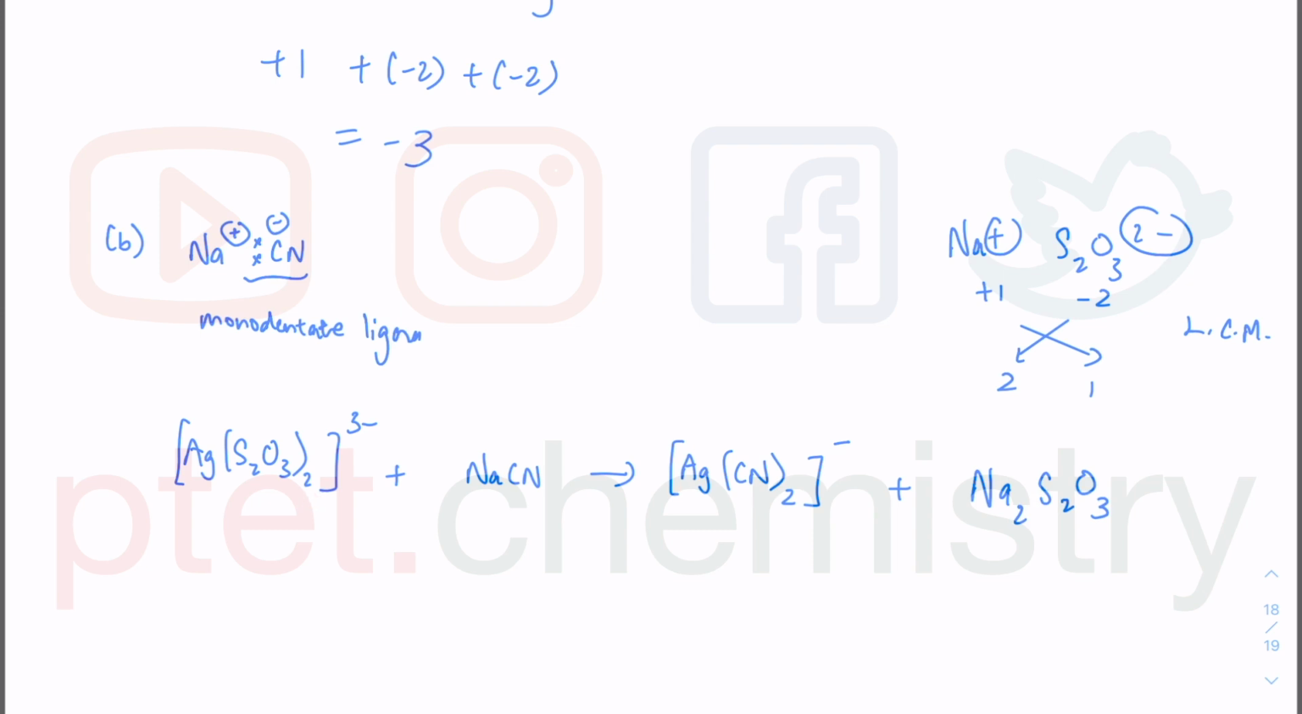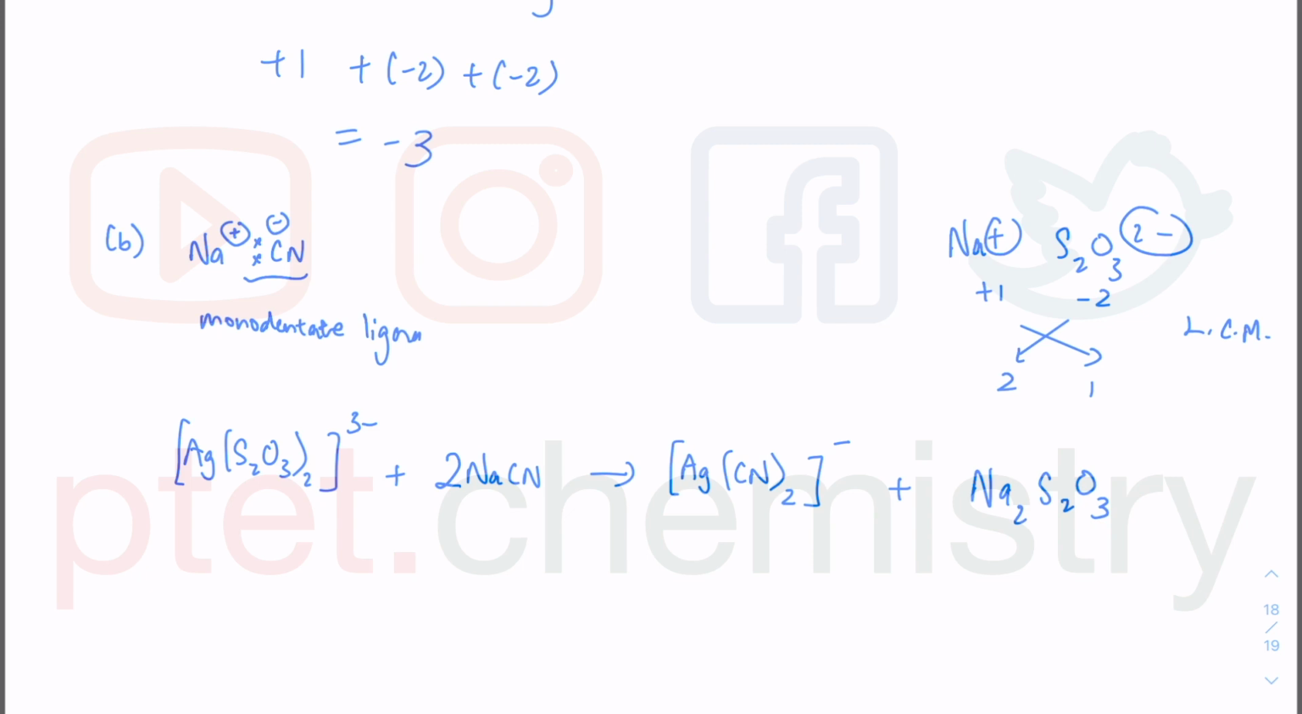Does that make sense at all? Let me think. Why does that look so weird? Okay, never mind. So I do have 2 CN minus, so I need 2 NaCN, and I have 2 sodium. I have 2 thiosulfate, or 2 S2O3 2 minus, but I only have 1 S2O3 there. I cannot create another one out of nowhere.